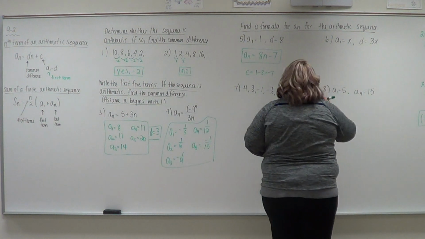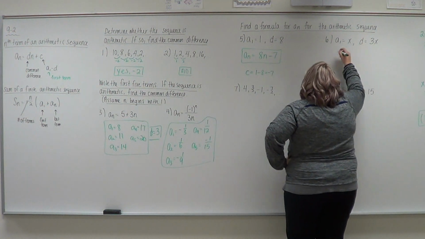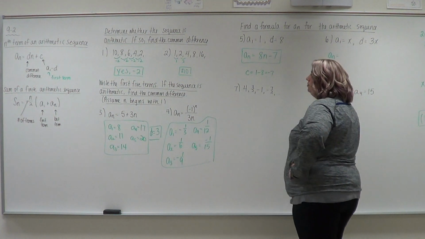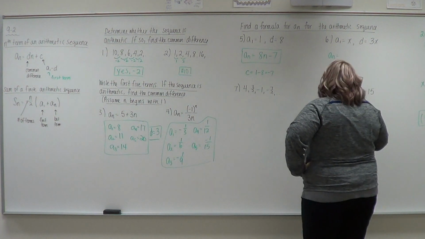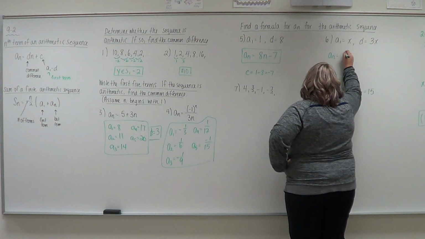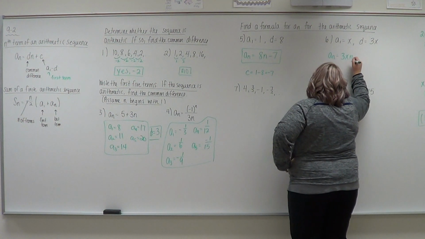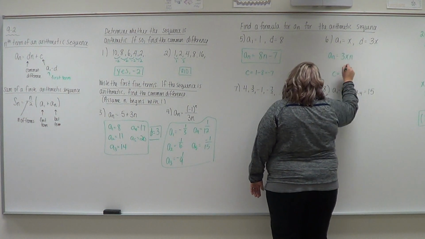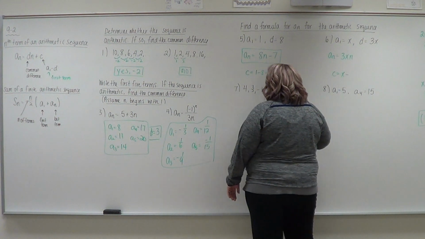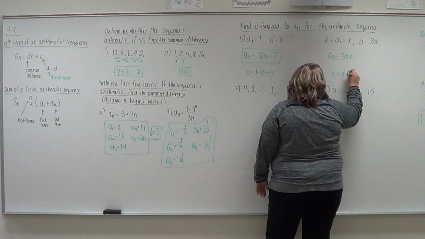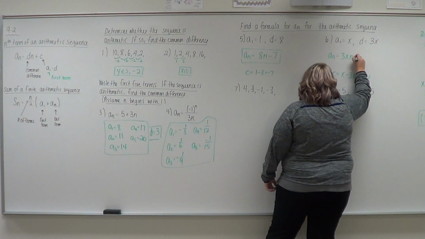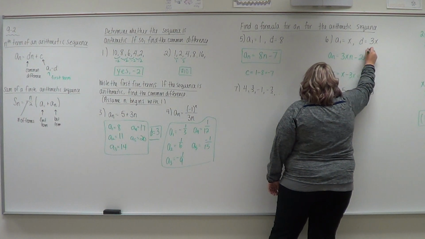Okay, number 6. I already have A1 and I have D. So I can go straight to writing the equation. So D is 3x, so this would be 3xn. Okay, then to find C, you're going to take A1, so that's x, minus D, so minus 3x. So that would be negative 2x, so this would be 3xn minus 2x.